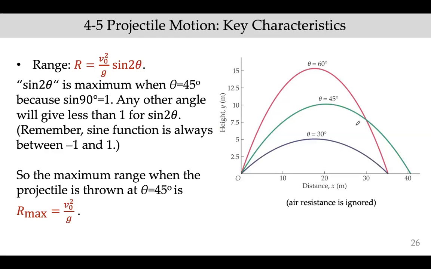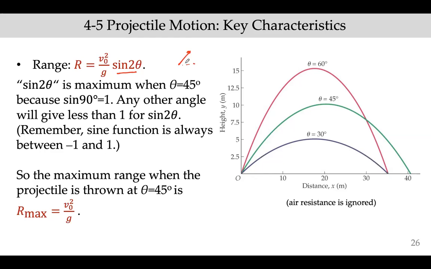Okay, so we found range is initial velocity squared divided by g. This is g, which is always a positive number. Okay, 9.8. It never becomes negative here because it's just a value. You cannot have negative distances, negative ranges. And sine 2 theta. So this theta is the angle.